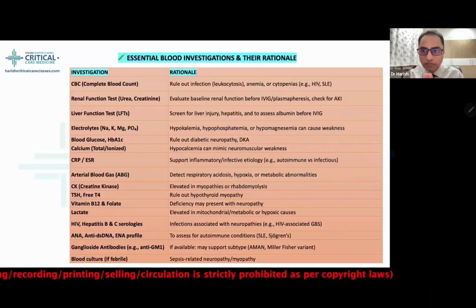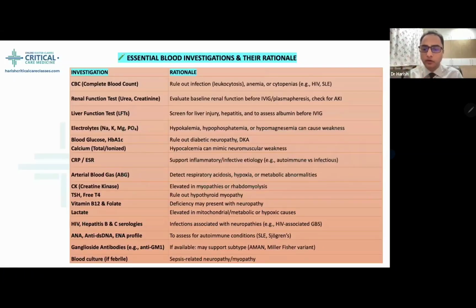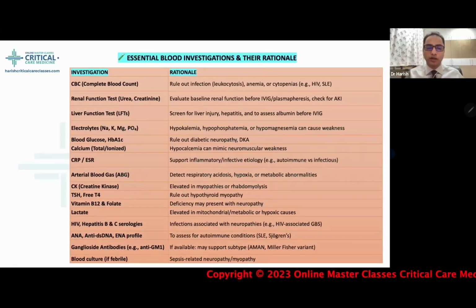So next comes something specific. Remember, you need not tell this at this level. That is ganglioside antibodies, the anti-GM1, which, if available, may support the subtype of the GB syndrome, whether it is an MN or the Miller-Fisher variant. Again, the examiner might not expect this in your initial evaluation, but you should remember. So this is the battery of tests.